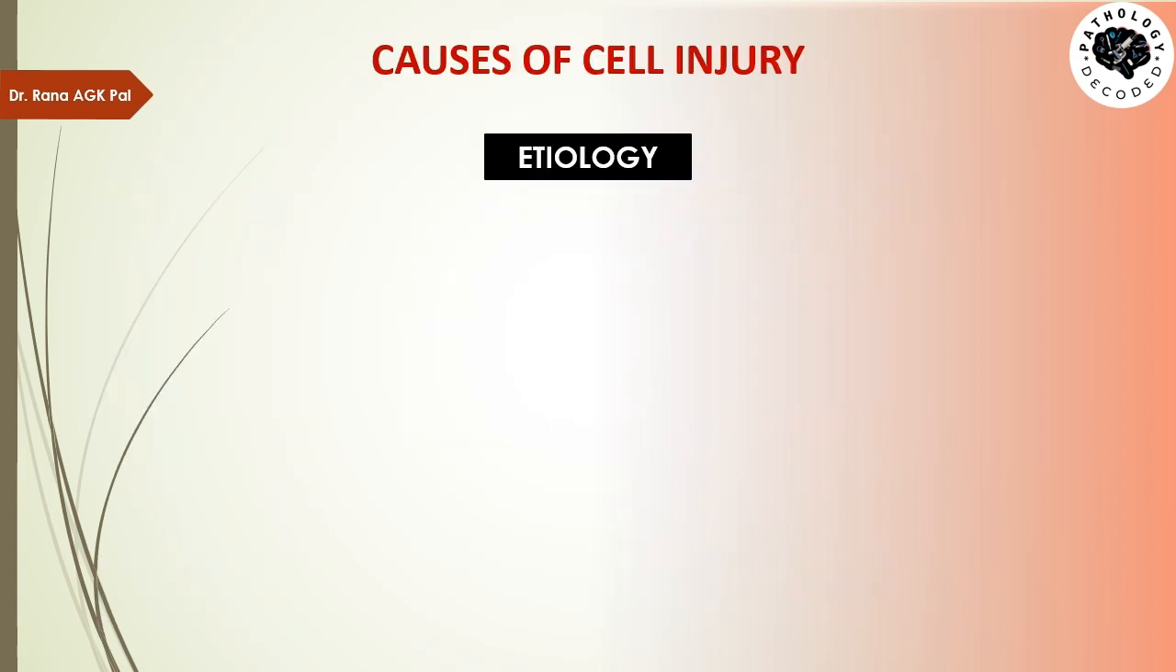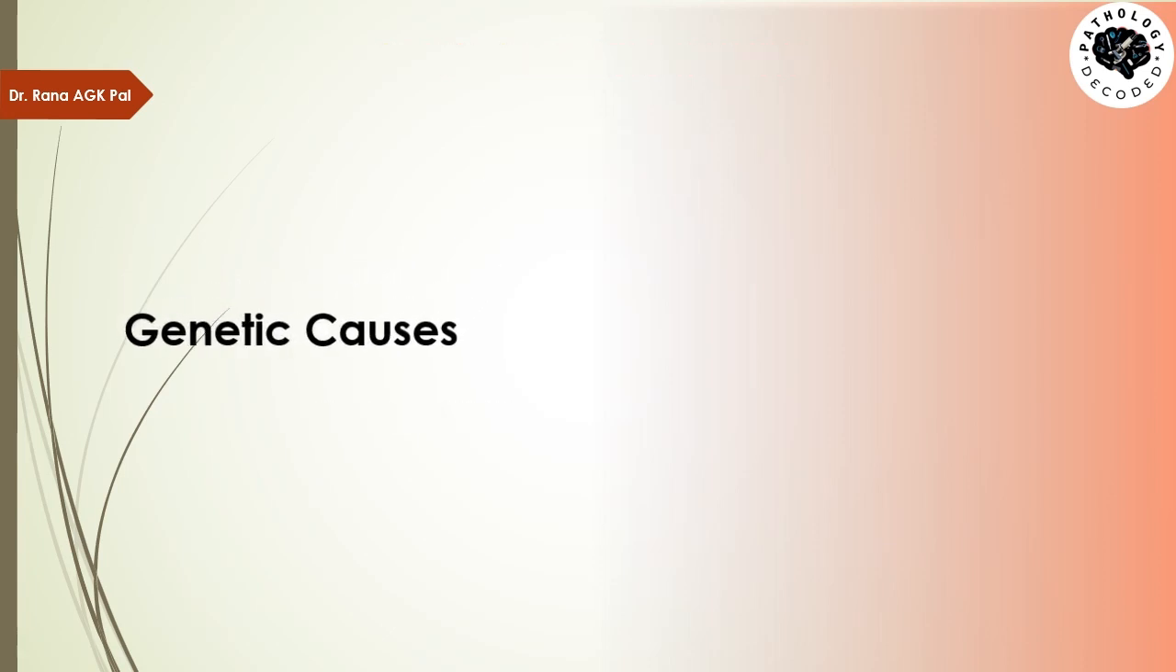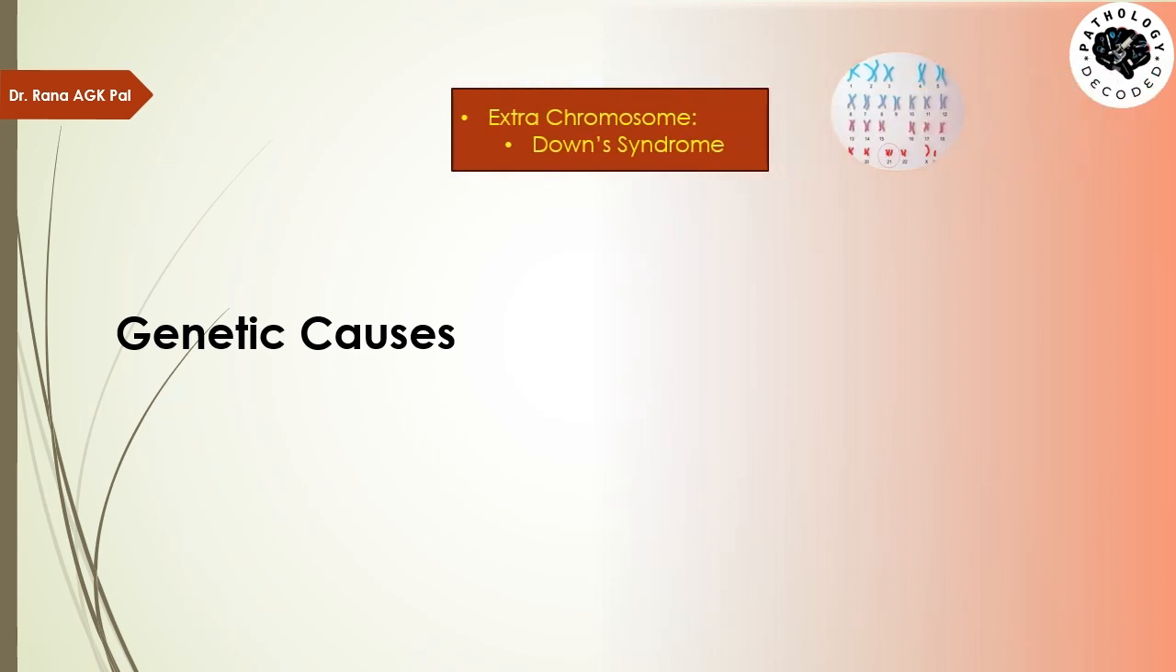So what are the causes of cell injury, or what is the etiology of cell injury? In pathology, the causation of any pathology is known as etiology. So if we have to see the etiology of cell injury, we broadly divide it into 2 categories. One is the genetic causes and another is the acquired causes. The genetic causes, they include first extra chromosome.